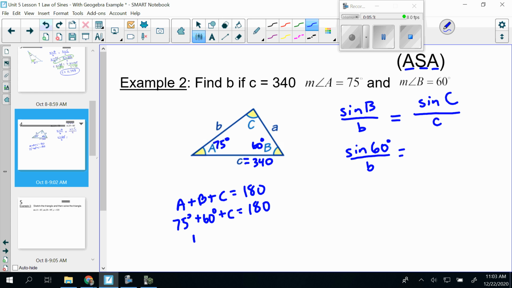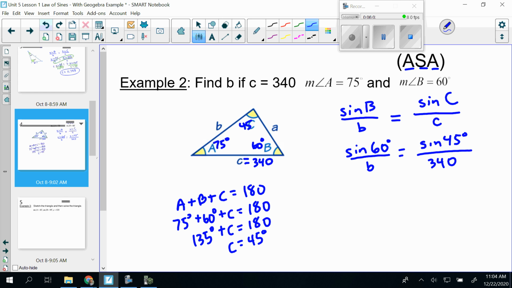If we add those two angles up, that's 135 degrees. Meaning if we subtract here, that leaves 45 degrees for angle C. So now we know angle C here is 45 degrees. You can put it on the picture too here. And we have side C, which is 340. So now we've got enough information to solve for side B.